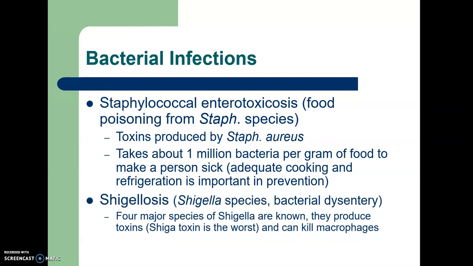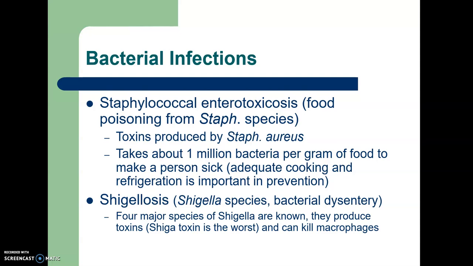Now, something that is much, much worse than typical staphylococcal food poisoning is shigellosis. Shigellosis is from a bacteria called Shigella, and it causes bacterial dysentery. So again, dysentery is severe diarrhea that's bad enough to actually kill you. There are 4 major species of Shigella. They produce different types of toxins that will cause this severe, severe diarrhea. The worst toxin is actually named for the bacteria.